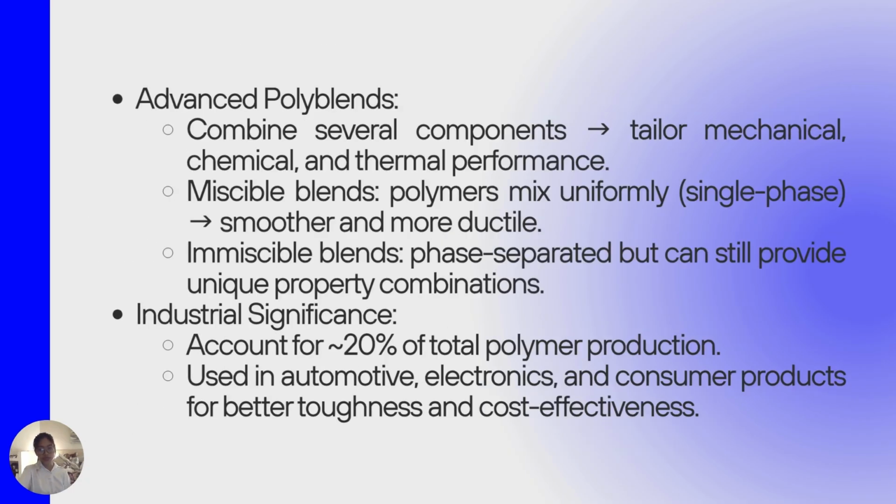Blends can be of two main types. Miscible blends: polymers mixed uniformly, forming a single homogeneous phase with smooth properties. And immiscible blends: the components remain separate but still improve overall performance, for example by combining flexibility and rigidity. Polymer blends account for nearly 20% of total polymer production today and are widely used in automotive, electrical, and consumer applications because they're cost-effective and highly customizable.